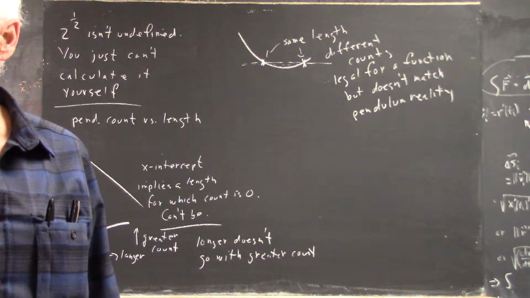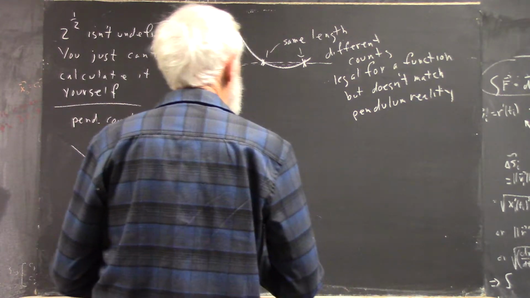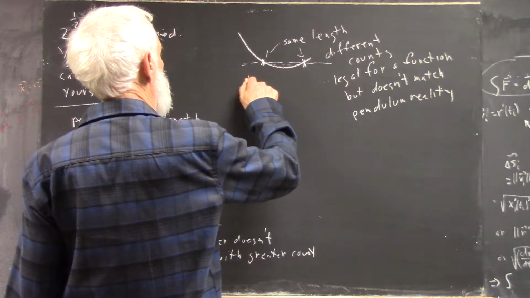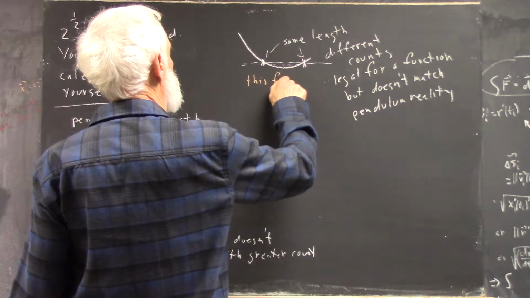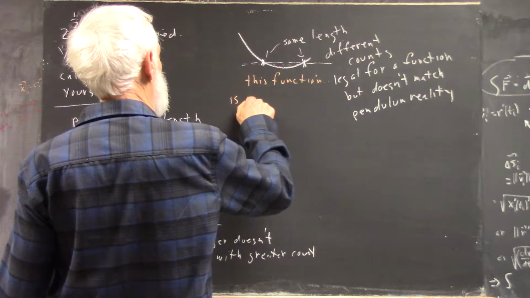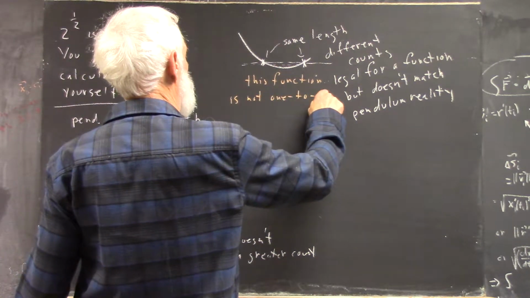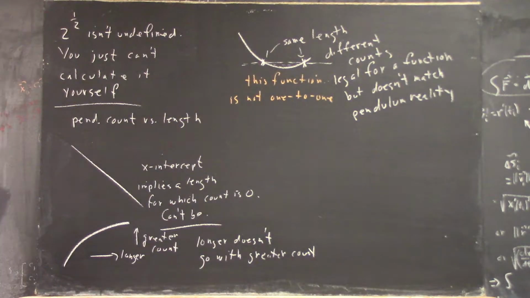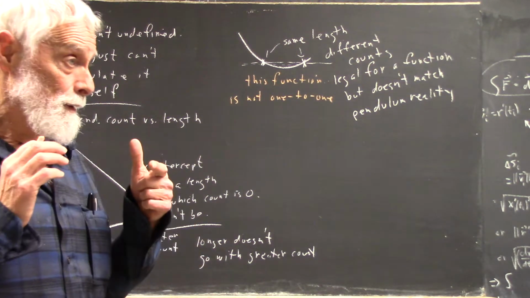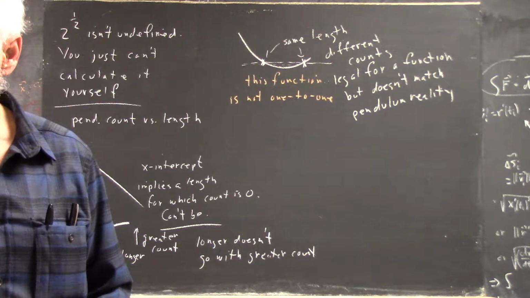Okay? And there's another aspect of this. Got to put this in a different color. This function's not 1-to-1. Okay? By 1-to-1 you mean you have exactly one count for one length, for each length, right? Okay?